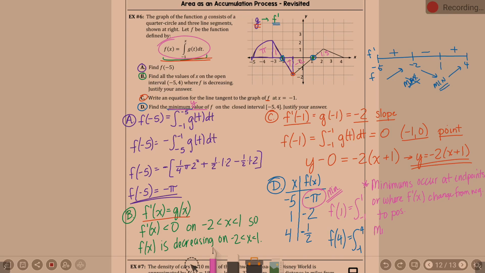So there's that. Min value for us occurs at x equals -5 and is -pi. And that is by the candidates test. Okay. And again, I know it's writing a lot there, but I'm just trying to get you guys thinking through all the information.